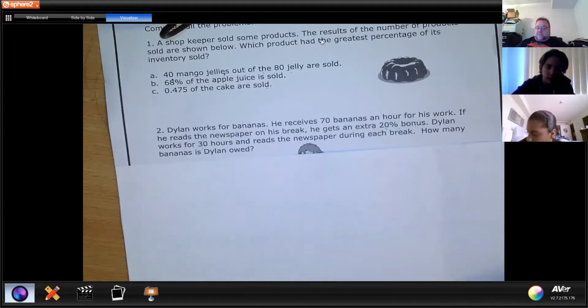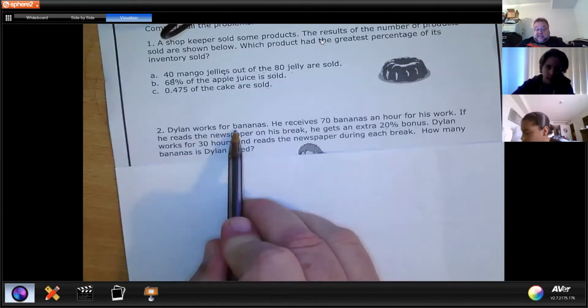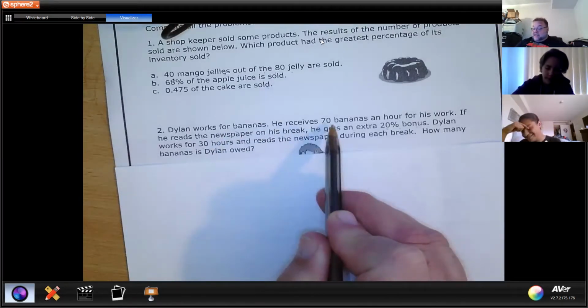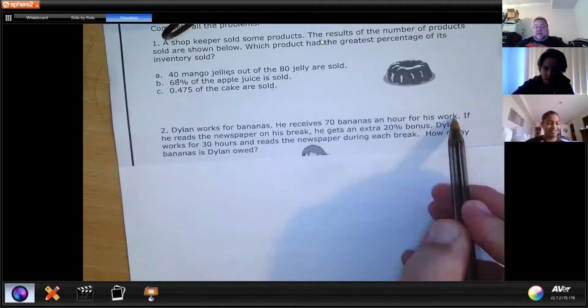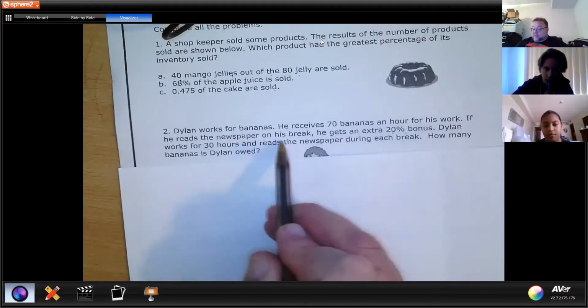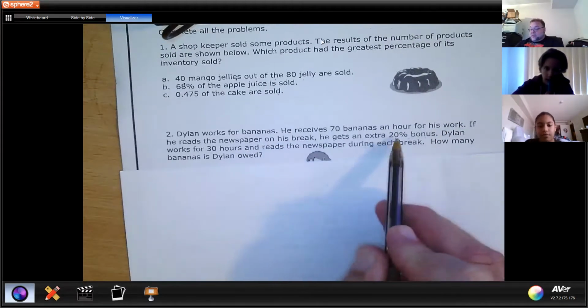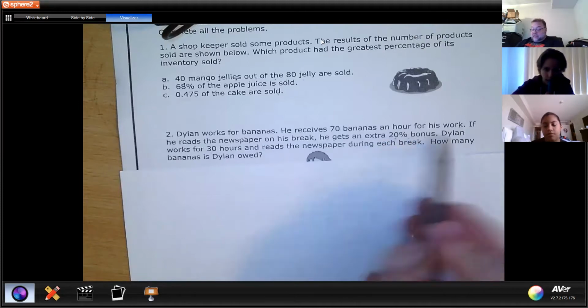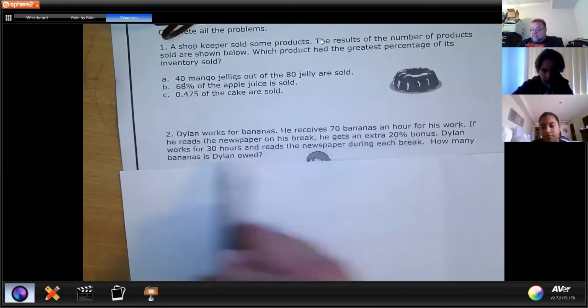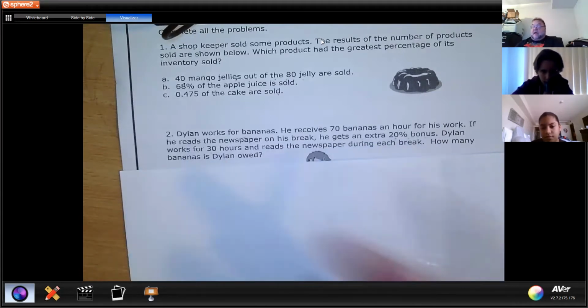So Dylan works for bananas. Dylan's an idiot, clearly. Dylan receives 70 bananas an hour for his work. Dylan is going to get sick because if he eats 70 bananas for every hour that he works, he's going to be very, very sick. If he reads the newspaper on his break, he gets an extra 20% bonus. Dylan works for 30 hours and reads the newspaper during each break. How many bananas is Dylan owed? Okay.